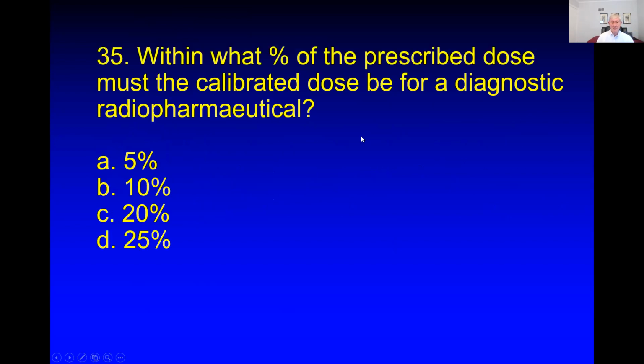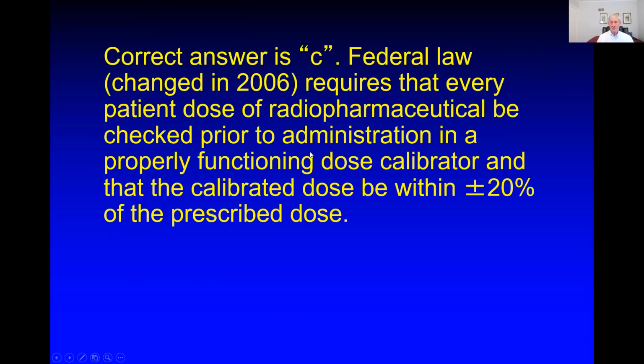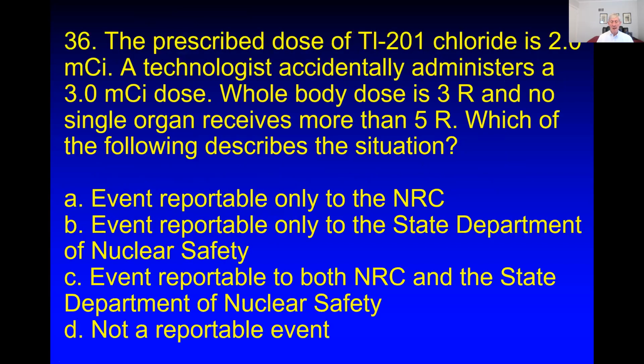Within what % of the prescribed dose must the calibrated dose be for a diagnostic drug? C, 20%. It used to be 10%, not anymore. The NRC changed that in 2006, and the correct answer is 20%, plus or minus. Okay, I think we only have 2 questions, so we're going to finish right on time.